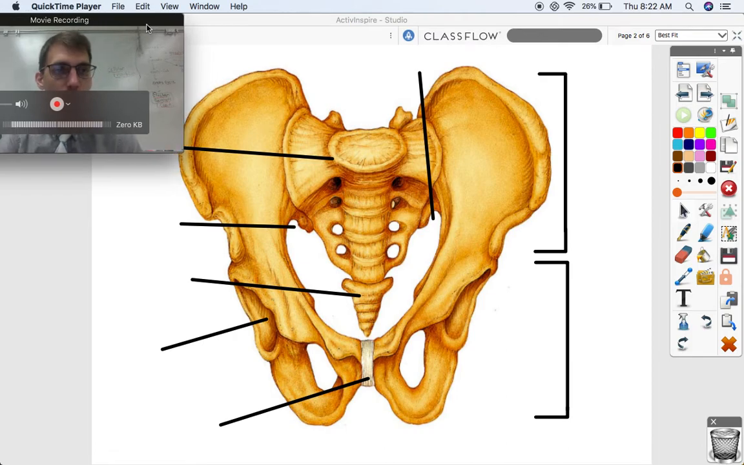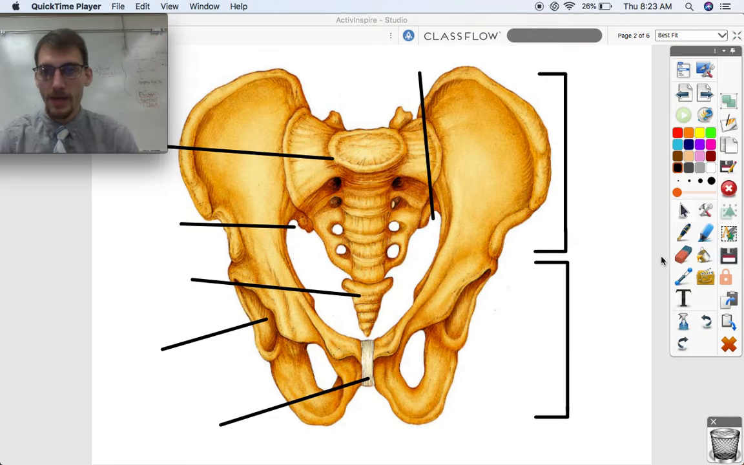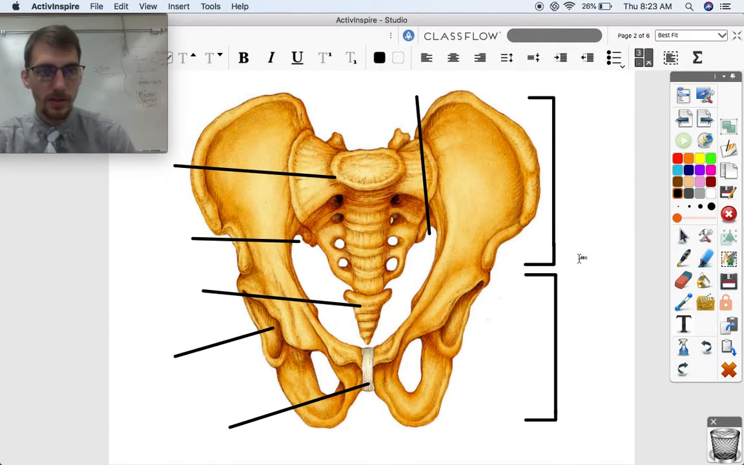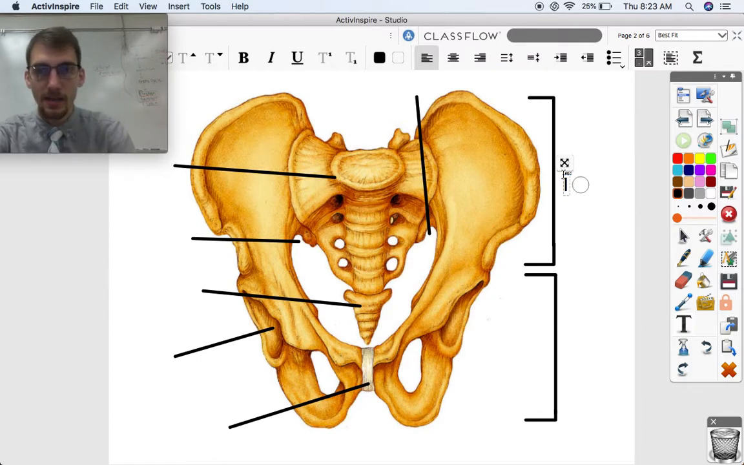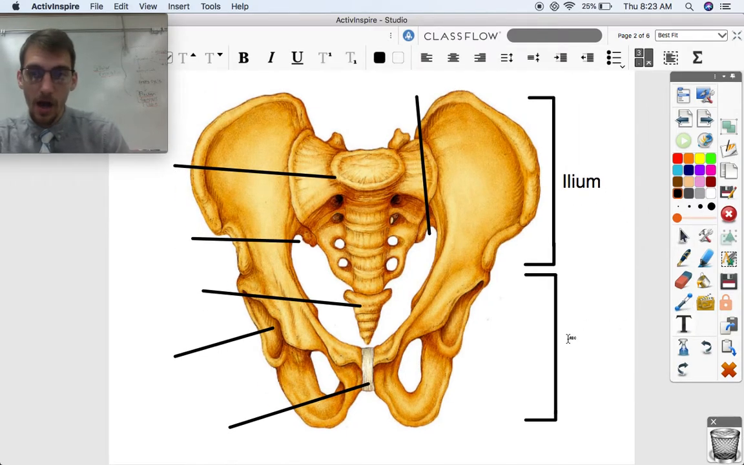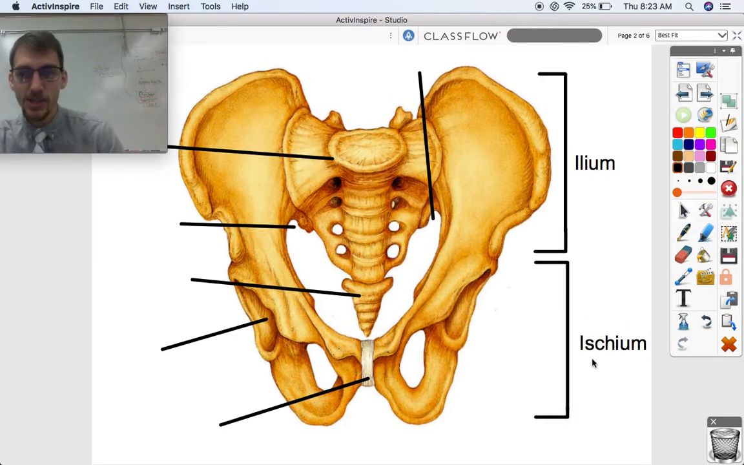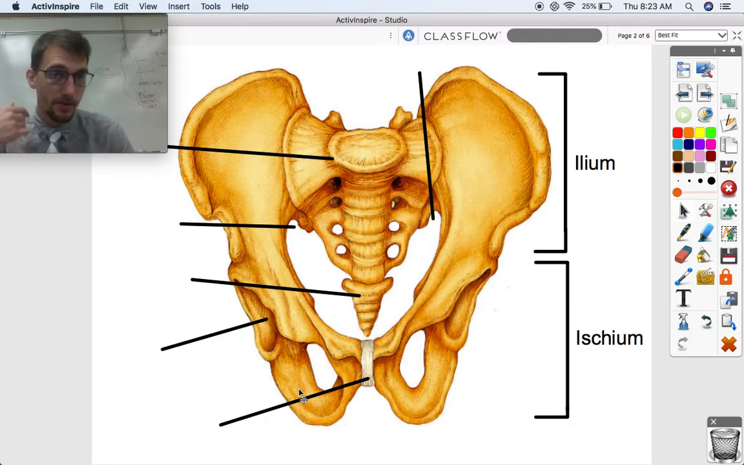All right, so as I said, we're going to get into the details about the pelvic girdle. We can divide the pelvic girdle into two main components. The superior portion is called the ilium, I-L-I-U-M. I know those look very similar with this font. And the inferior portion is called the ischium. We're going to take a look at several significant structures within the ilium and the ischium over here.